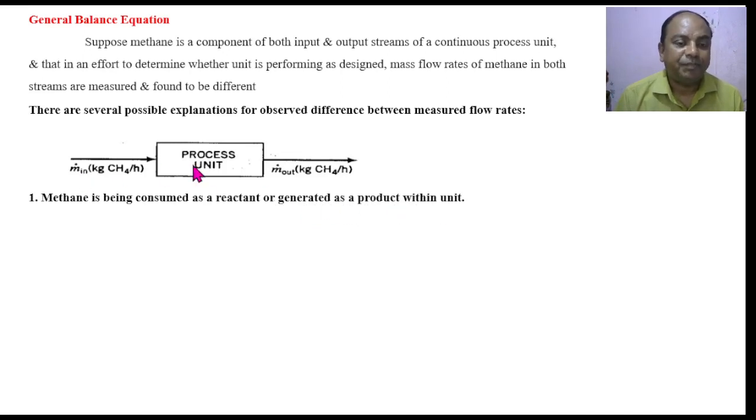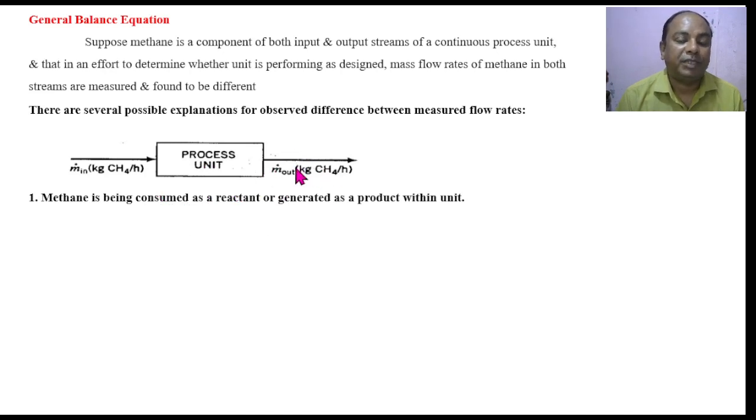Suppose the methane entering is some quantity, and the methane coming out of the system is a certain quantity. If the output quantity is more than the input quantity, we can say that methane is being generated in the process. If the methane output quantity happens to be less than the methane input quantity, then we can say that it could be consumed as a reactant in the process. So this may be the cause.